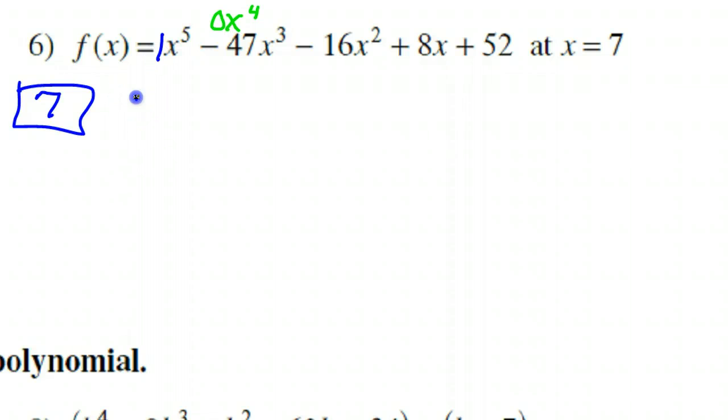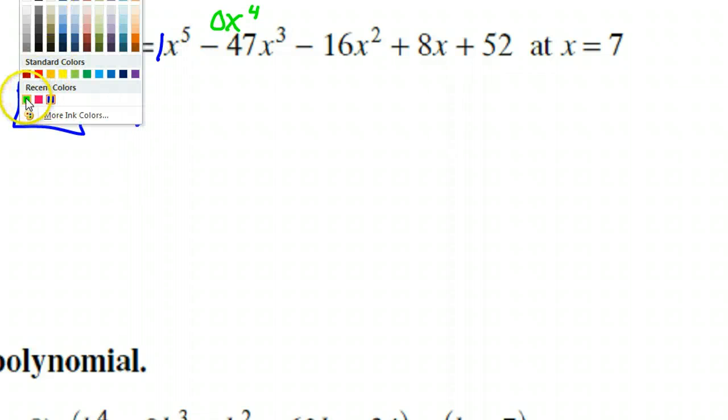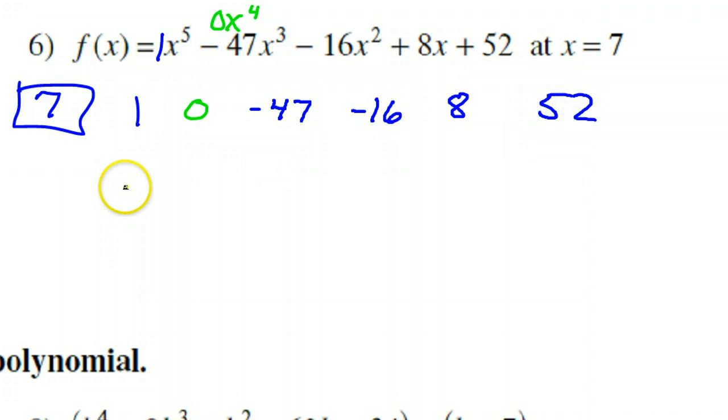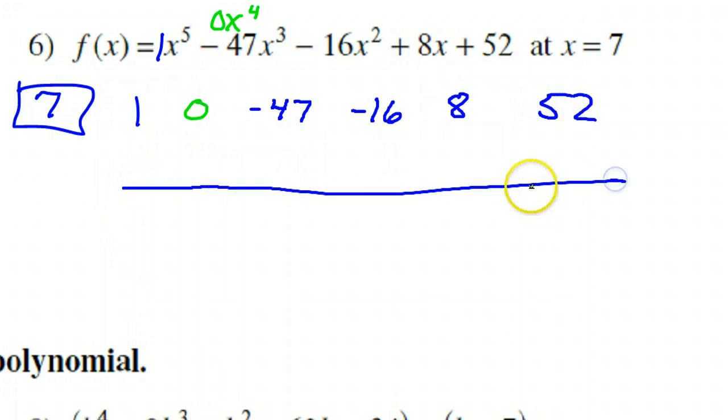Okay, so we will have 1 and then 0. And then -47, big number. -16, 8, 52. Some big numbers in this one, whatever. We're not scared. Plus we have a calculator.